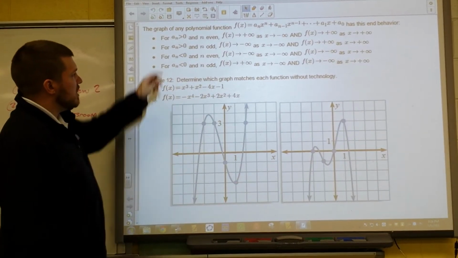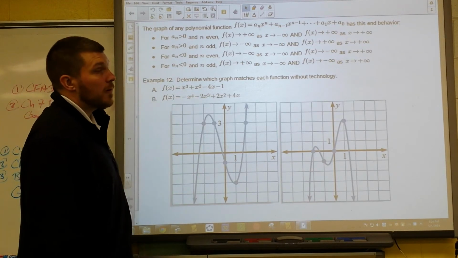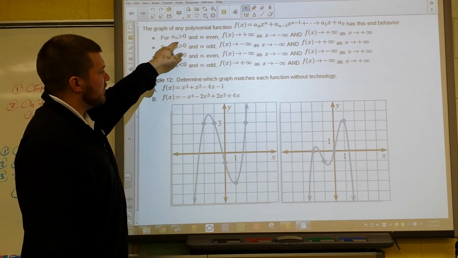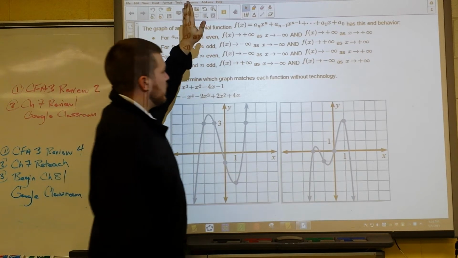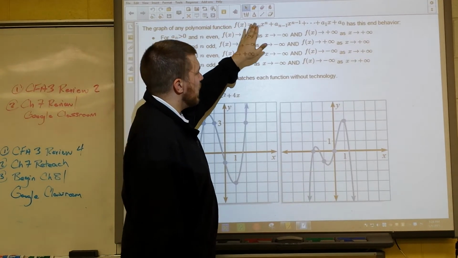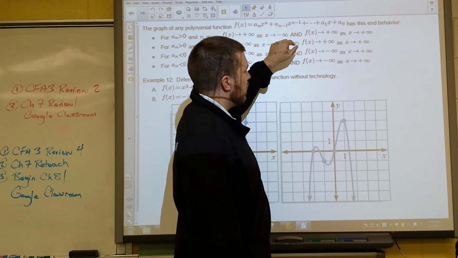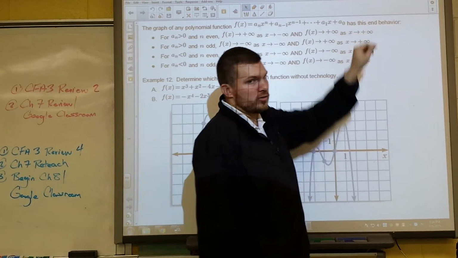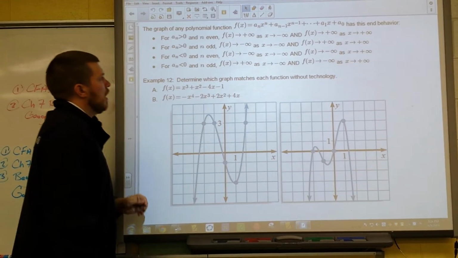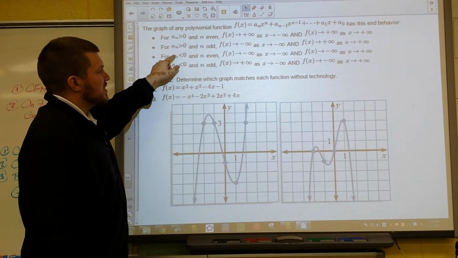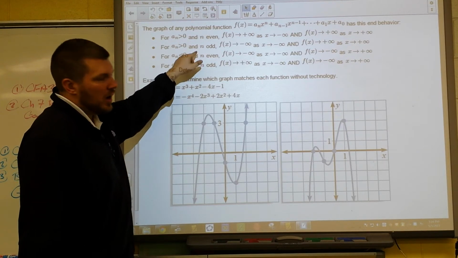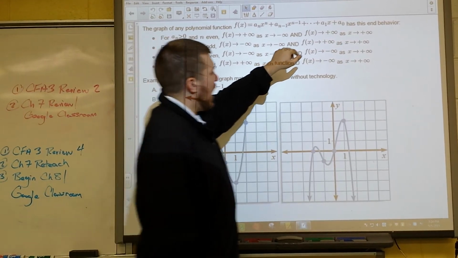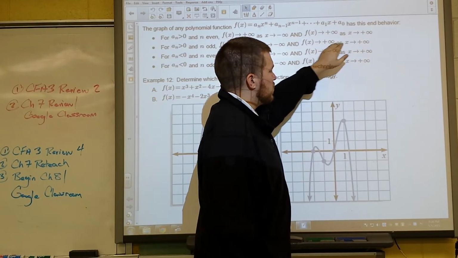Alright, so if our leading coefficient, again, is a number, if our leading coefficient is positive and our highest power is even, then we know that the graph is going to be going up as we go to the left on the graph, and the y values are going to be going up as we go to the right of the graph. That's the rule. If our leading coefficient is positive and our highest power is odd, then the y values are going to fall as we go to the left of the graph, and the y values will go up as we go to the right of the graph.